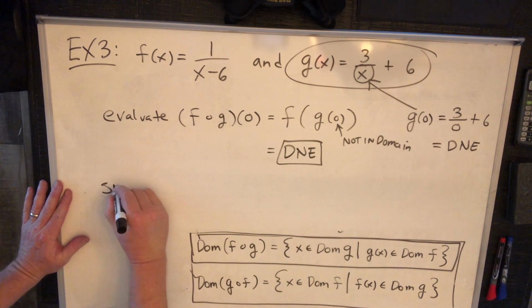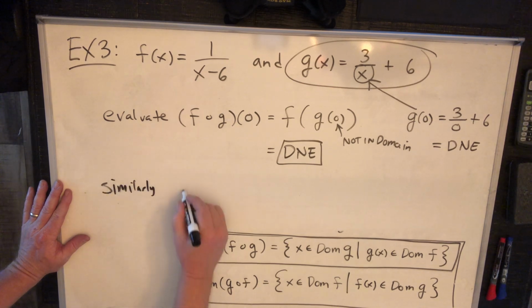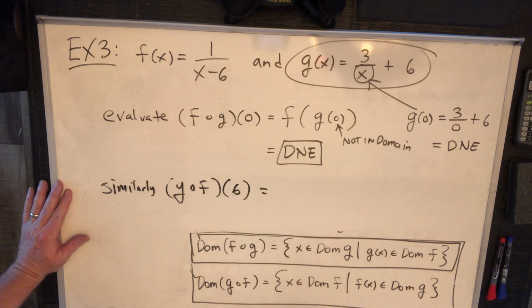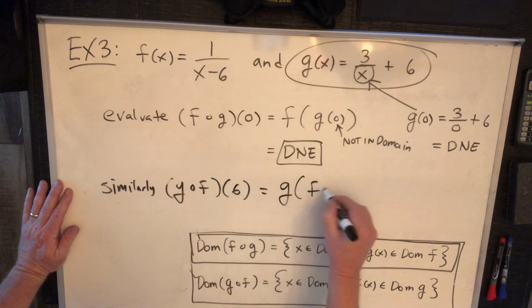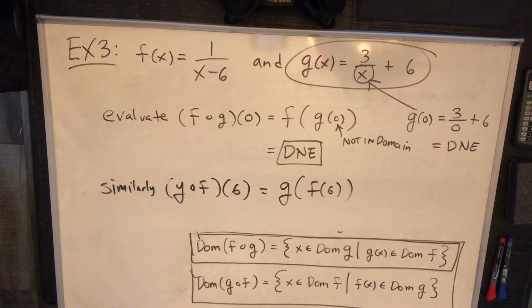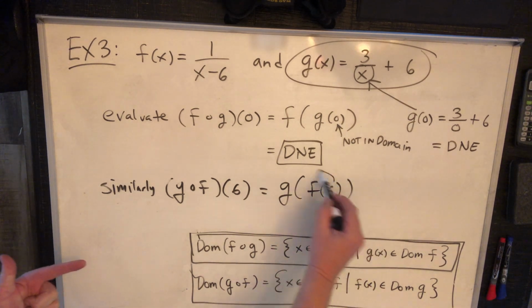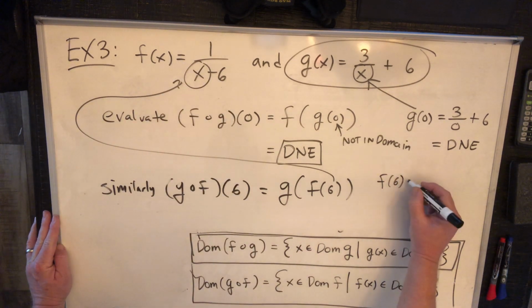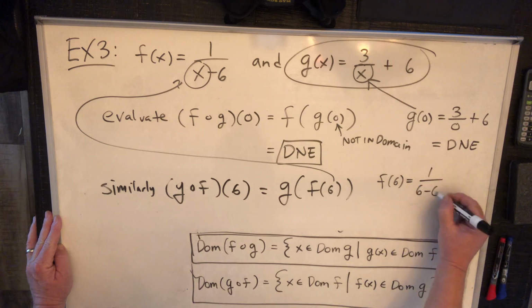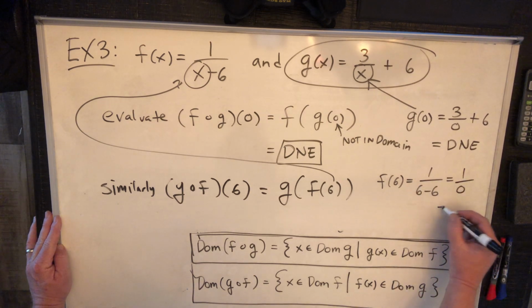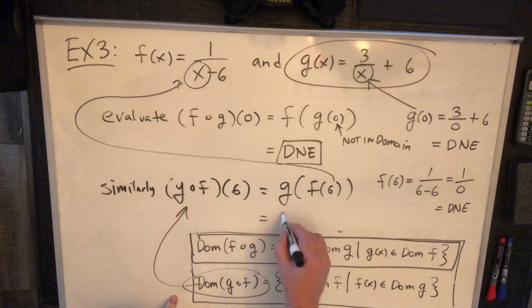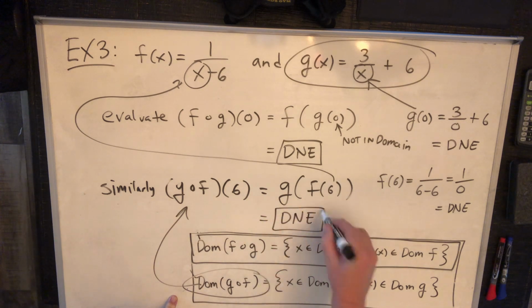Similarly, if we evaluate g∘f of 6, when you try to evaluate 6 in the f function, f of 6, 1 over 6 minus 6, which is 1 over 0, which also does not exist because it's not in the domain of g∘f. And so this is also a does not exist.